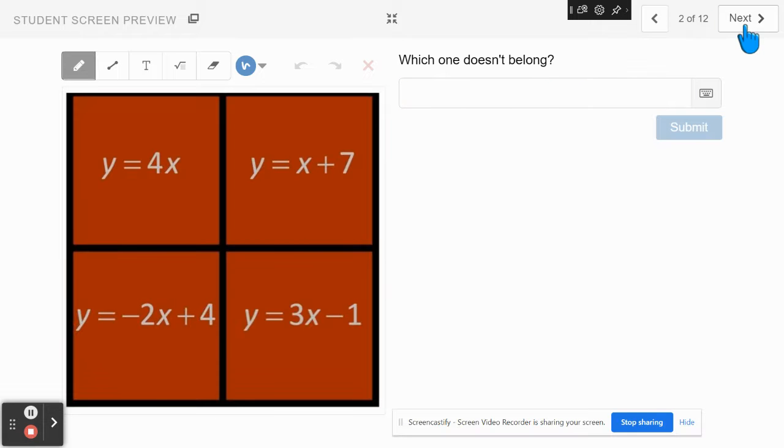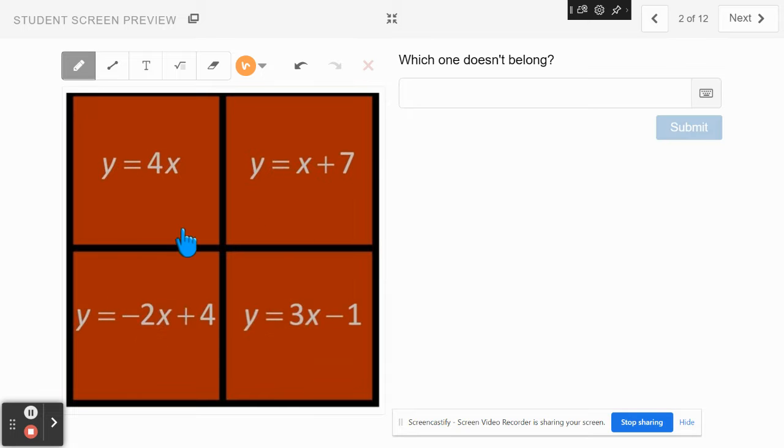Now for this one, which one doesn't belong? You could go ahead and tell me. This is a little interesting because you haven't dealt too much with this vocabulary, but let me go ahead and talk to you about it. The slopes are in front of the x, right? This is your slope. This is your slope. And every slope is a fraction, so these are all over 1, correct? And what about this one? Isn't there an invisible 1 in front of it? And that's still 1 over 1.